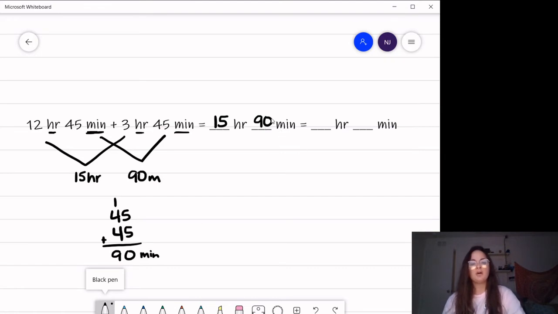We're trying to rename a smaller unit into larger units. The next highest unit after minutes is hours. The relationship between hours and minutes is that in 1 hour there are 60 minutes. So I'm going to think, can I pull out 60 minutes from 90 minutes to make an hour? Yes, I definitely can. So I'm going to break apart 90 minutes into 60 minutes and 30 minutes.